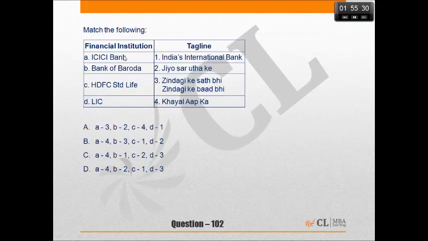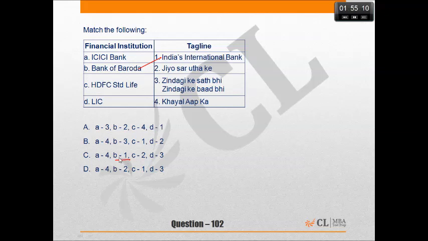Match the following. Financial institution with their tagline. HDFC Standard Life, LIC, ICICI Bank. I think Bank of Baroda is India's international bank, B1. Do I have a B1? That's the only one. Let me be sure.